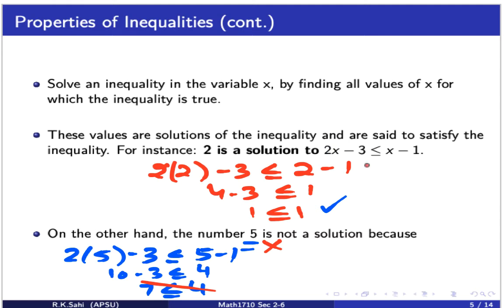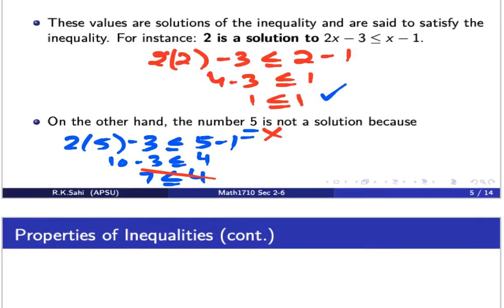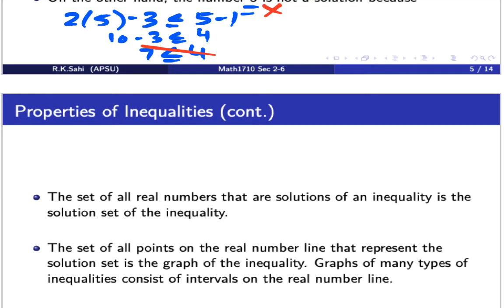When we talk about a solution of an inequality, what we are basically saying is, what is the set of all real numbers which satisfy that inequality? When we combine all the real numbers which satisfy it, we say that this is the solution set of the inequality. And we can also represent that graphically. The set of all those points which represent the solution set is also the graph of the inequality. There are going to be many kinds of inequalities. We are going to look at some of these examples in a few minutes.